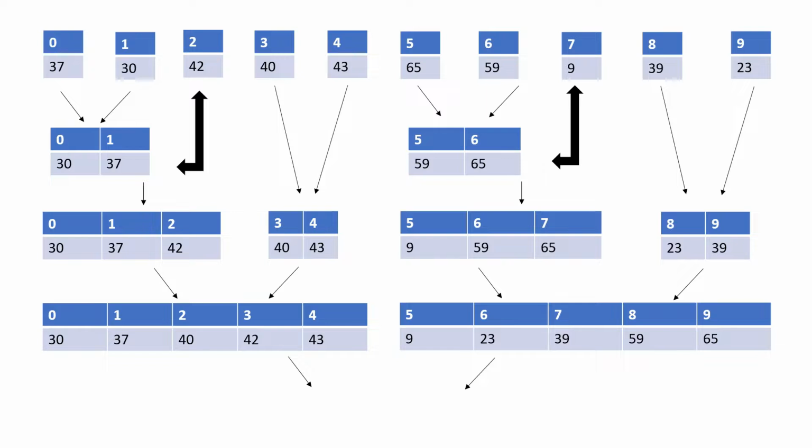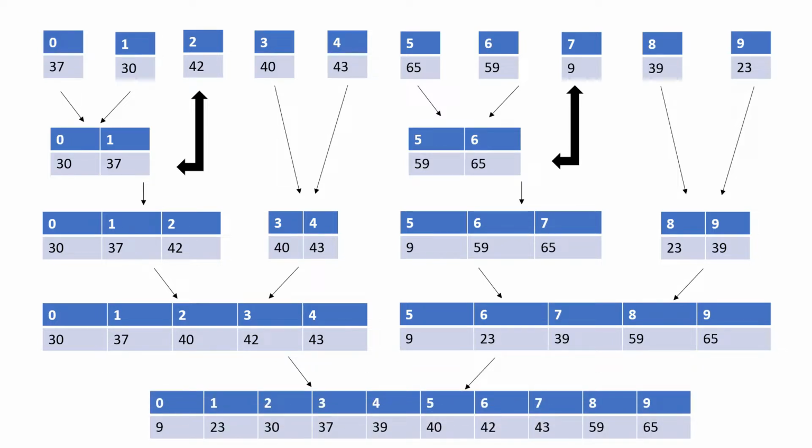Now let us merge all the elements in all the indexes. In the index 0, the element is 30 and in the index 5, the element is 9. Here 30 is greater than 9, that is 9 has to be placed at index 0. In the index 1, the element is 37 and in the index 6, the element is 23. Here 37 is greater than 23, that is 23 has to be placed at index 1.